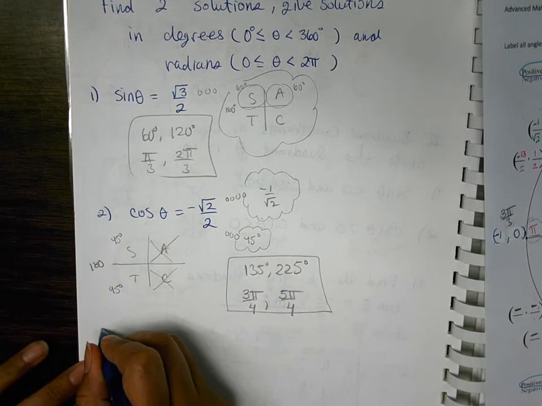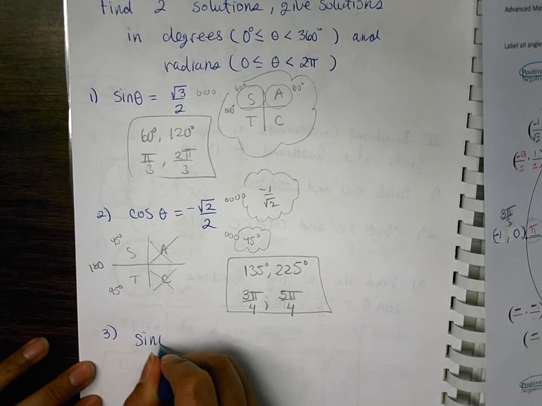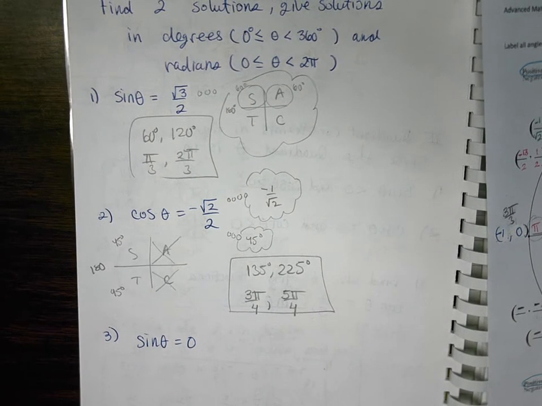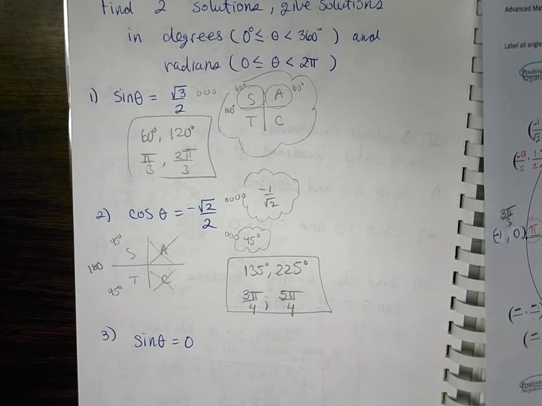Sine of theta equals 0. A little trickier than the last few, but try them. You guys are good at this. All right, go.